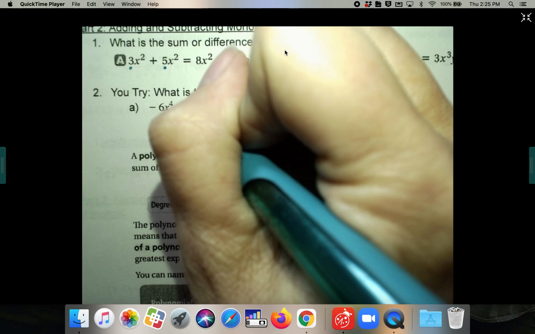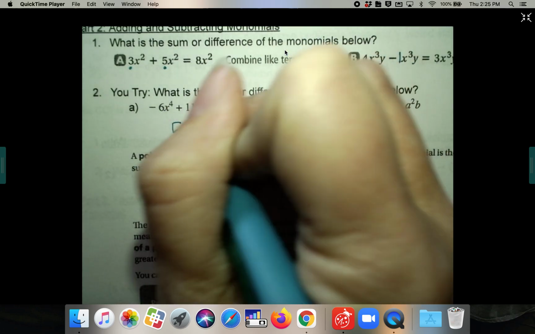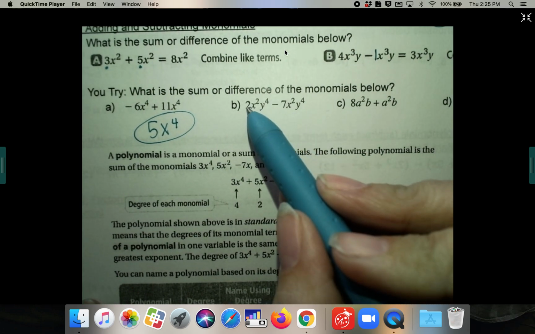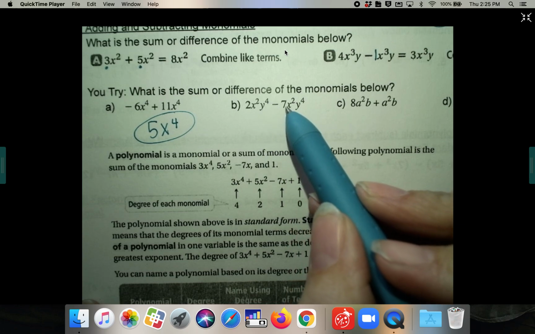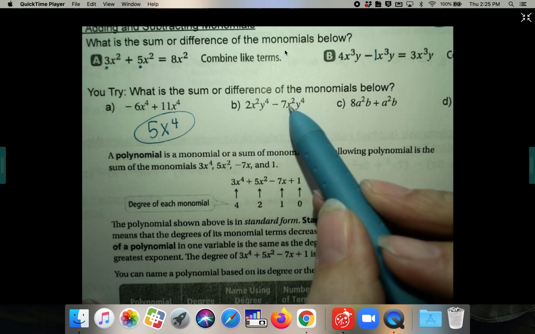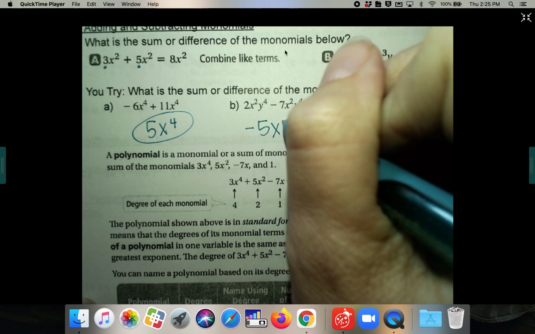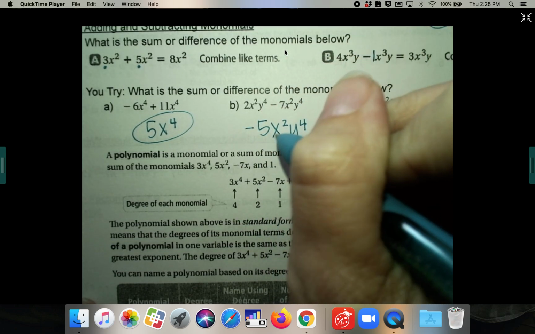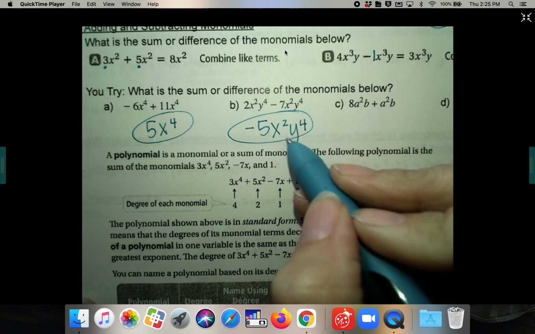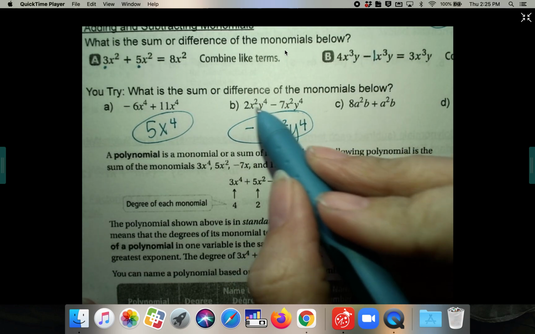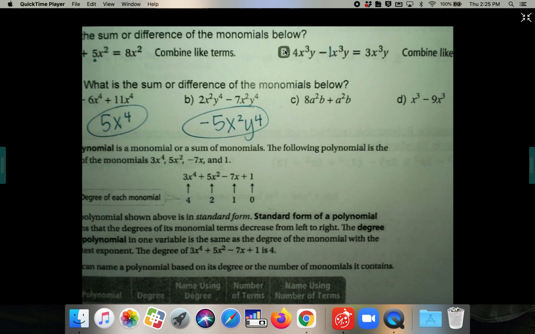Remember, you're always encouraged to use your calculator. Negatives are kind of hard. 2x squared y to the fourth minus 7x squared y to the fourth would be negative 5x squared y to the fourth. Again, I'm not doing anything different with the exponents or the variables, only the coefficients, which are the numbers, the big number out front.